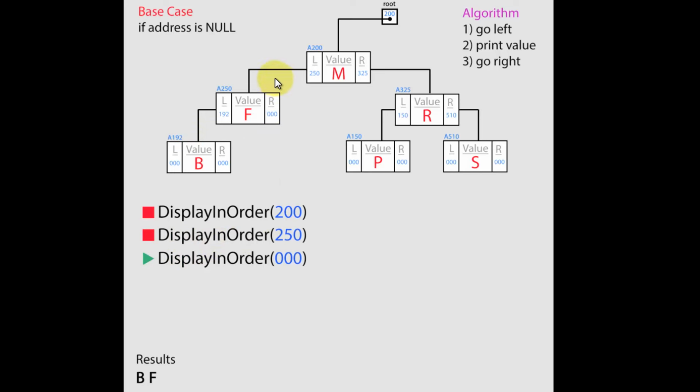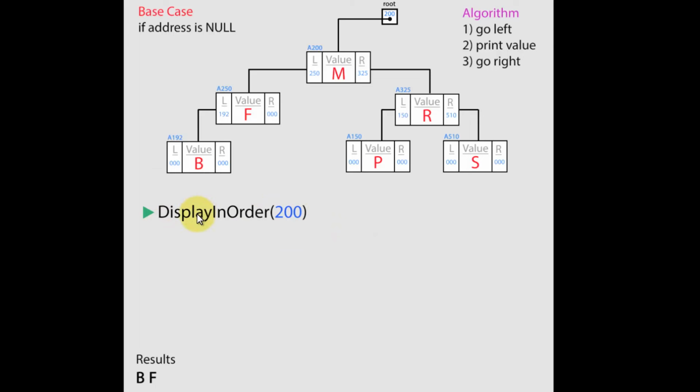Okay, so then we pause display in order, and then we call display in order 000 for the right side. And since this is our base case, the address is null, there's nothing to print, so we can remove this function call from the call stack. Okay, so then we return to display in order on 250 right here, and we already went left, we printed the F already, and then we went right, and there was nothing else. So now we can remove this function call from the stack.